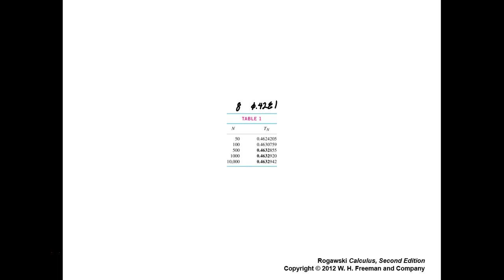When you go up to N equal 50, notice here you get 0.46. Okay? And then at 100, you get 0.463. At 500, you get 0.4632. At 1,000, still 0.4632. And at 10,000, 0.4633. It looks like that might always be growing. So far, all these are getting larger. I don't know particularly why, but they are.